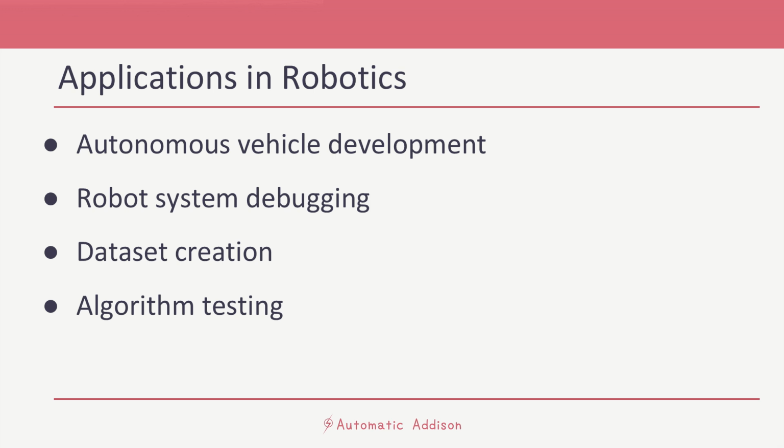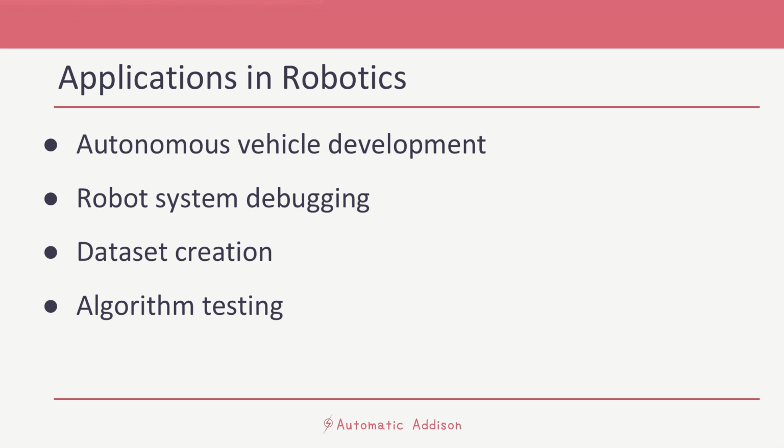First, we have autonomous vehicle development. ROS2 Bag can be used to record sensor data such as LiDAR scans, camera images, and GPS information during autonomous vehicle testing. This recorded data can be used for offline analysis, algorithm development, and simulation purposes.